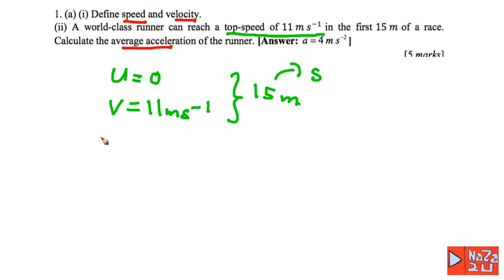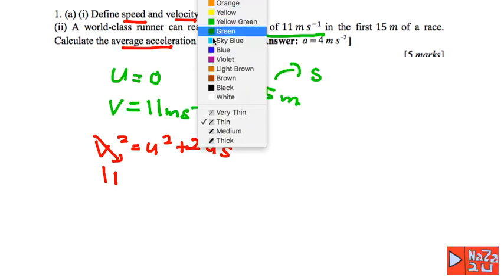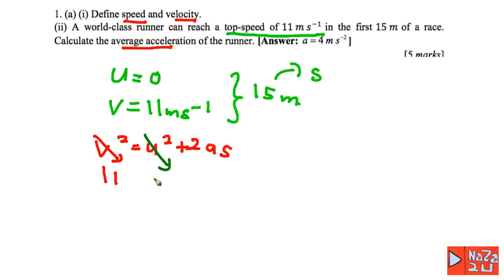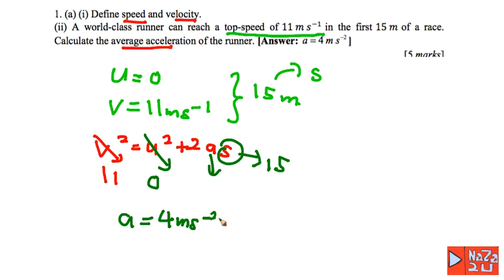For the average acceleration, you can use the equation v squared equals u squared plus 2as. The final velocity here is 11, the initial speed is 0, and the distance is 15 meters. So now you can find the value of the acceleration. The acceleration is equal to 4 meters per second squared.